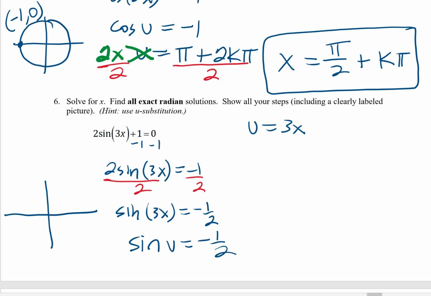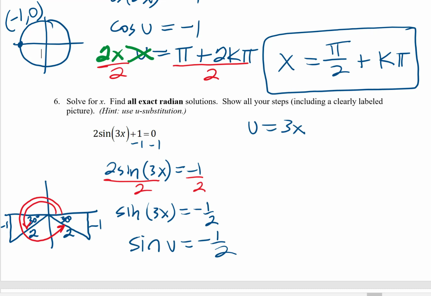Sine is negative in the third quadrant, as well as symmetrically over here in the fourth quadrant. My sine ratio is negative 1 over 2, opposite over hypotenuse. This is obviously a 30, 60, 90 triangle. Here's the little 30-degree reference angles. So one of my answers is this third quadrant angle, and one of my answers is this fourth quadrant angle.